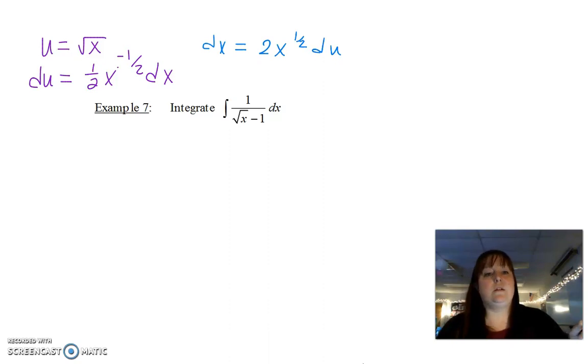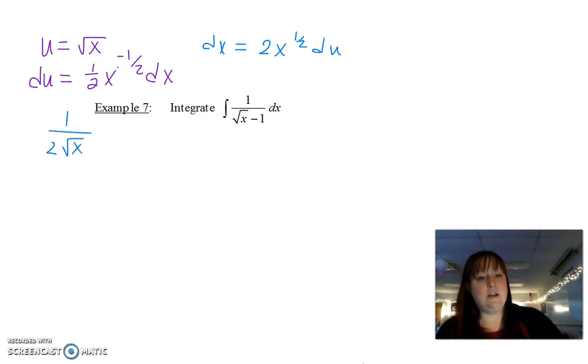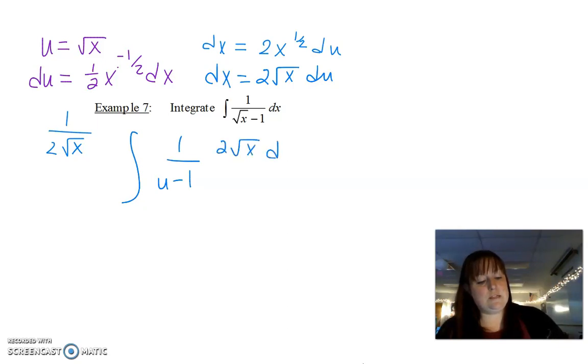Okay, because I multiply both sides by the reciprocal of this, because this is really 1 over 2x to the 1/2. In fact, we'll just write that as a square root because it's easier to see. So it's like that. And we multiply both sides by the reciprocal, and I end up with dx equals 2 times square root of x du. Okay, so I'm going to substitute this in. So I've got the integral of 1 over u minus 1 times 2 square root x du.